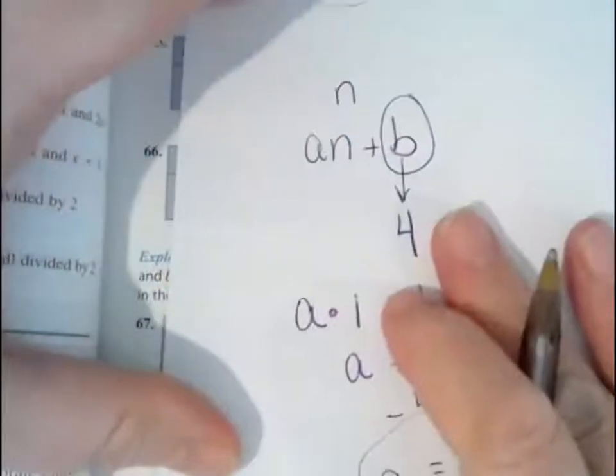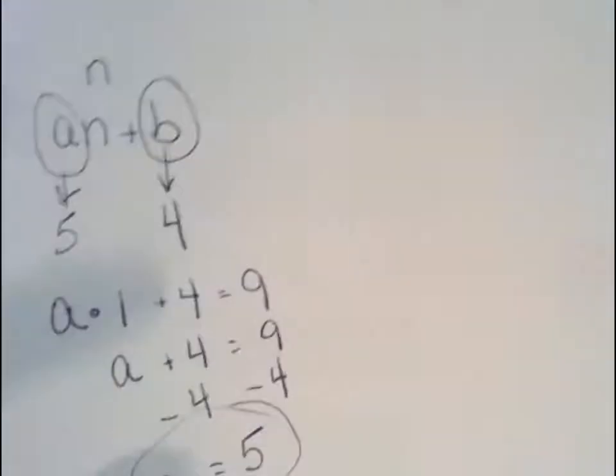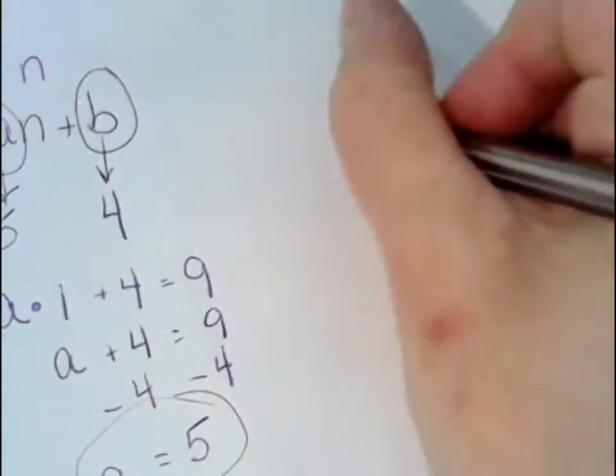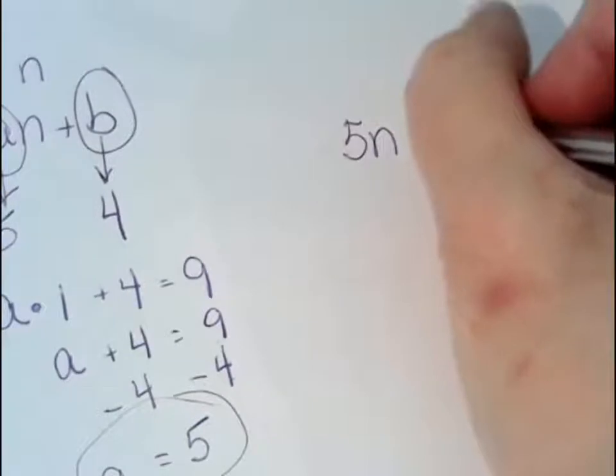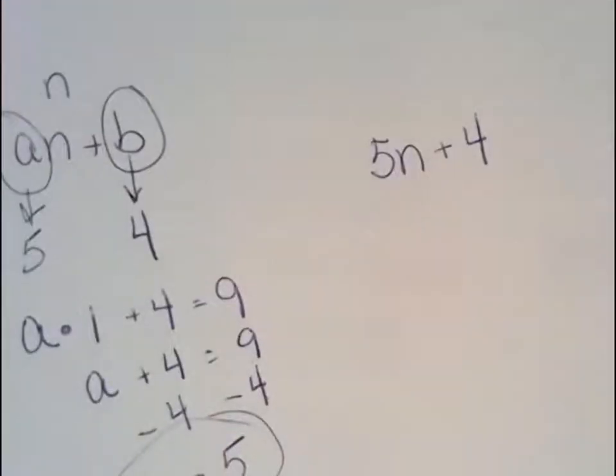So we can go back up here, and we know that a is 5. So now we know our equation is 5n plus 4. Now let's see if it works. Let's test it with some of the other problems.